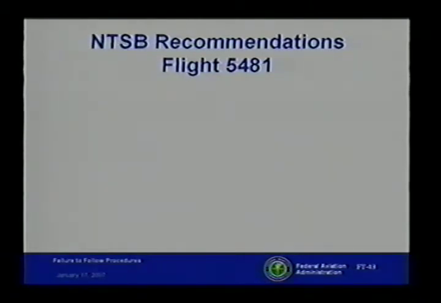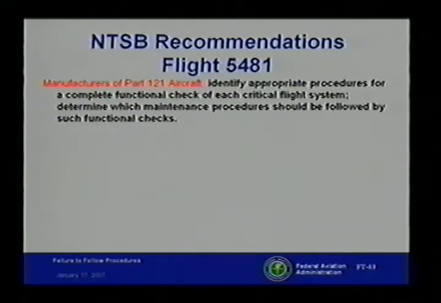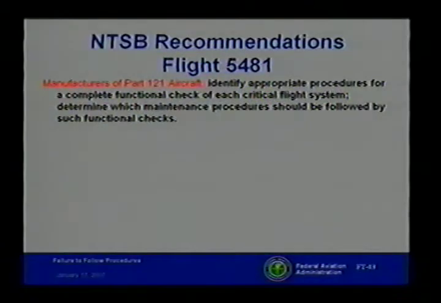The NTSB recommendations. The manufacturers of the Part 21 aircraft, and this is talking about a functional check of each critical flight system and determine which maintenance procedures should be followed by such functional checks. The manufacturers and the Part 121 air carriers modify existing maintenance manuals to contain procedures at the end of the maintenance for a complete functional check of each critical flight system. We have that right there in our regulations.